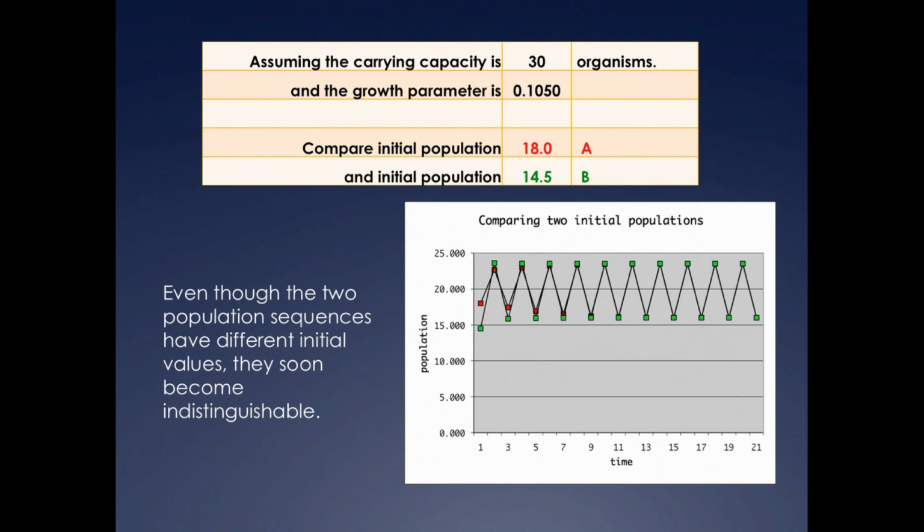In fact, as you look to see the plot of the red population sequence, you'll say, where is it? Well, in fact, over on the right, it's hidden underneath the green one. That's how much they agree. And what's kind of interesting here is that even though the population sequences have different initial values, right? One is 18, the other is 14.5. Very soon, as you use this model, the population sequences become indistinguishable. Wow.